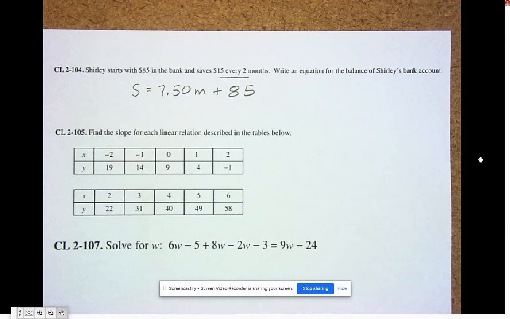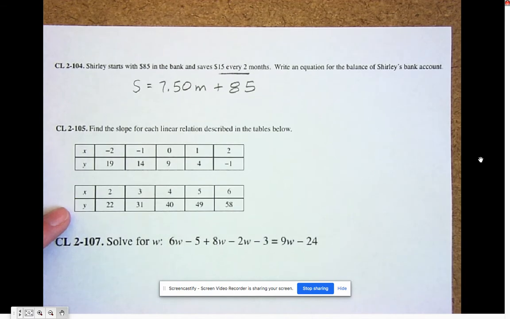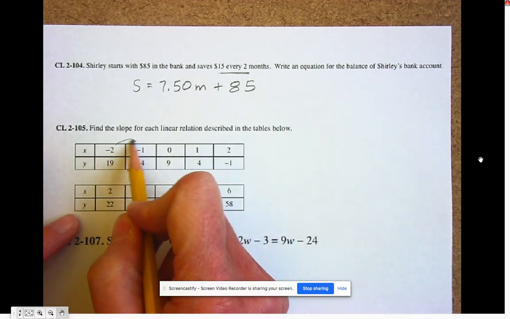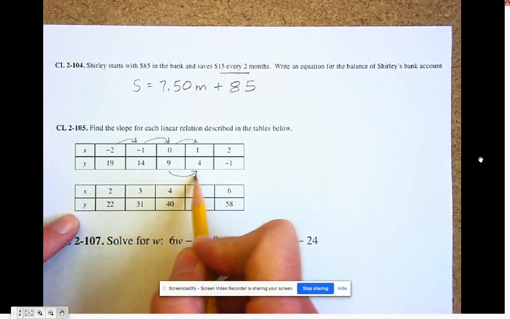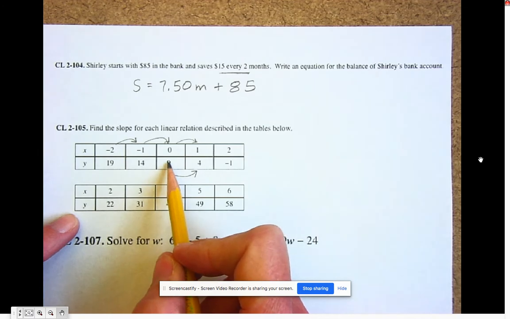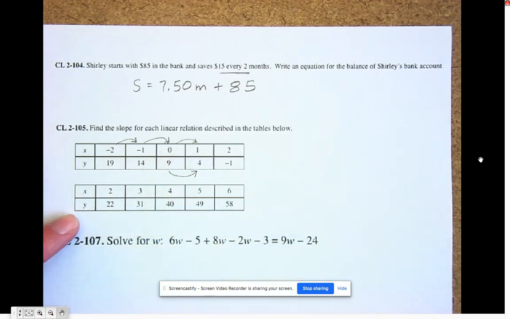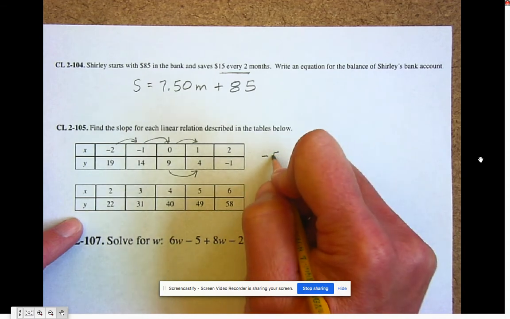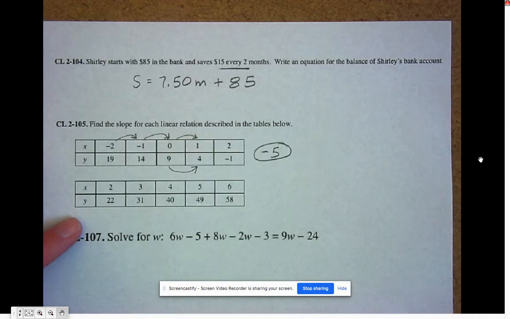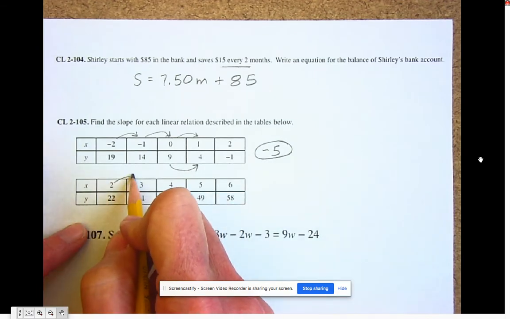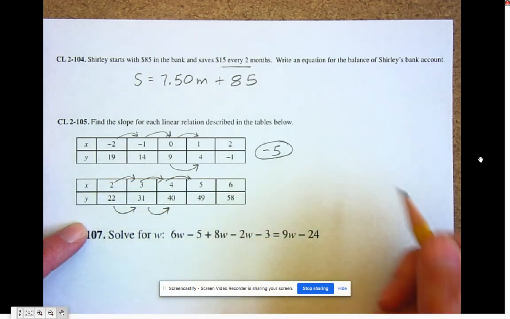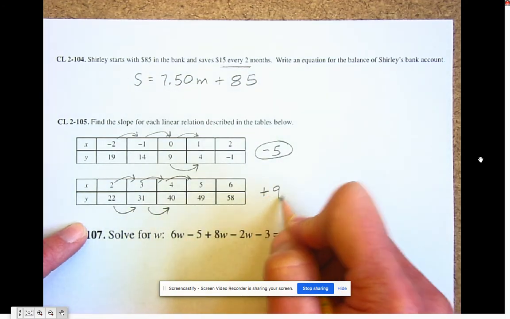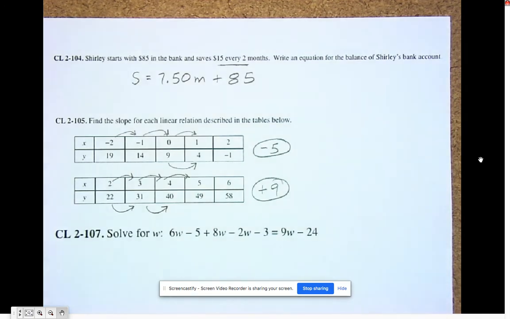Okay, next set says find the slope of each linear relationship. Okay, so it's change in y over change in x. Since my change in x is just 1 for this first one, to find my change in y, I could just look at any two pairs, and it looks like every time x goes up by 1, y is decreasing by 5. So my slope is -5 here. Okay, and then again, this one, x is going up by 1. That makes it a lot easier if x increases by 1. So I just have to look at what y is doing, and it looks like y is increasing by 9. So every time x goes up by 1, y goes up by 9.